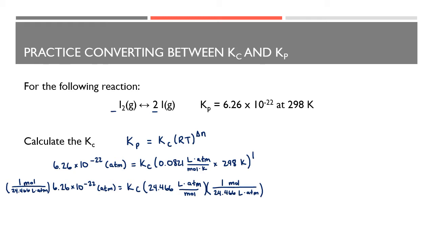If I do all the math here, I take 6.26 times 10 to the negative 22nd divided by 24.466, and then I get Kc is equal to 2.56 times 10 to the negative 23rd. I'm going to report 3 significant digits there.